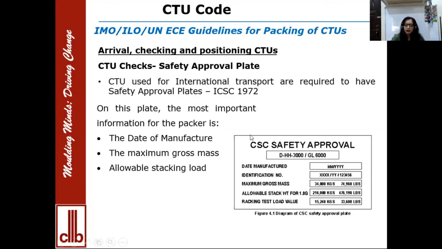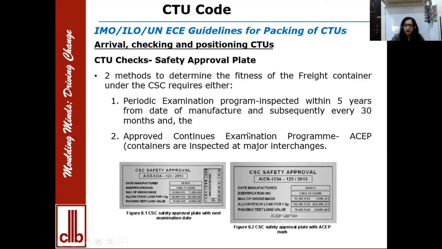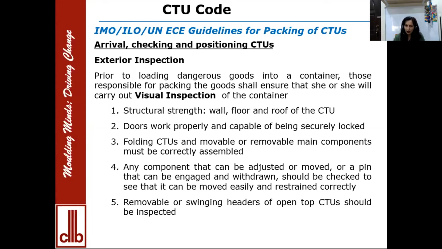So the first thing to do is check the safety approval plate, check the periodic examination program, which is this one, and see if it also has ASAP. Because ASAP indicates that containers are inspected at major interchanges. We don't know where these major interchanges are. It is up to the owners or shipping lines to decide where these containers are inspected.